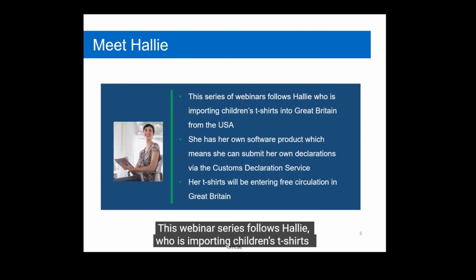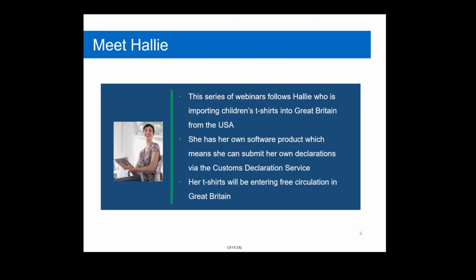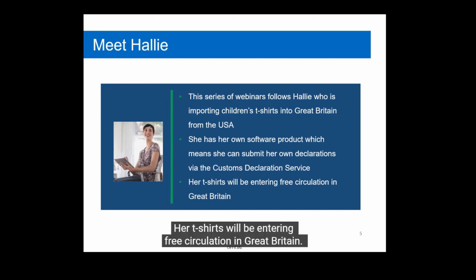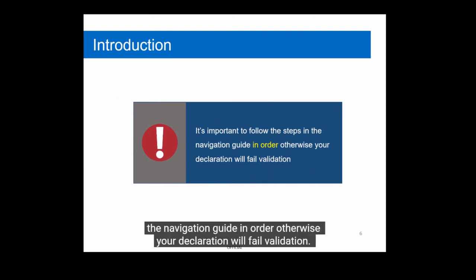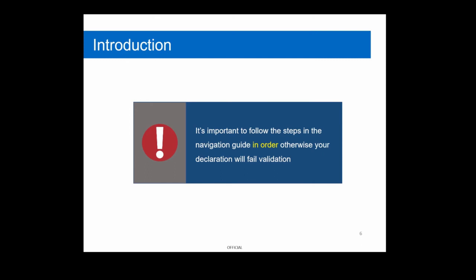This webinar series follows Hallie, who is importing children's t-shirts into Great Britain from the USA. She has her own software product, which means she can submit her own declarations via the Customs Declaration Service. Her t-shirts will be entering free circulation in Great Britain. Please remember to follow the 10 steps in the navigation guide in order, otherwise your declaration will fail validation.